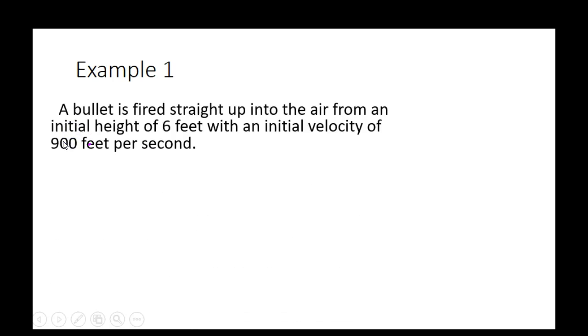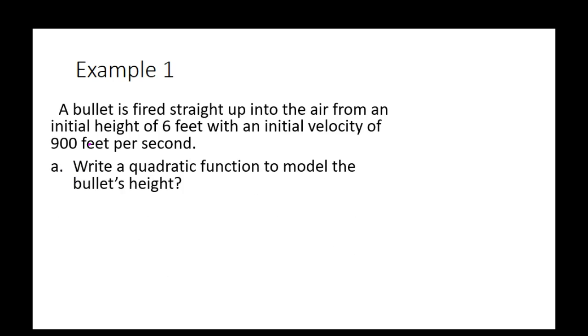Here we go. I tried to make these as realistic as I could, but you know, probably not perfect. A bullet is fired straight up into the air from an initial height of 6 feet with an initial velocity of 900 feet per second. Okay, so our first thing that we want to do here is we want to write our equation that models this.